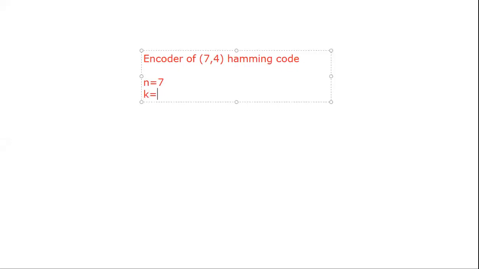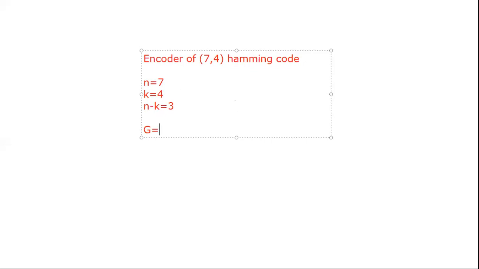And k equal to 4. And how many number of check bits? N minus k. Number of check bits? 3. Okay. Tell me any generator matrix G is equal to.